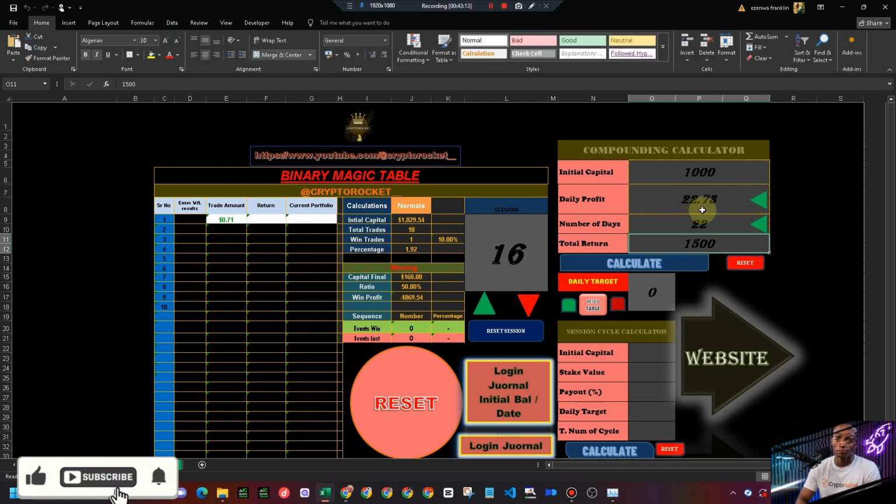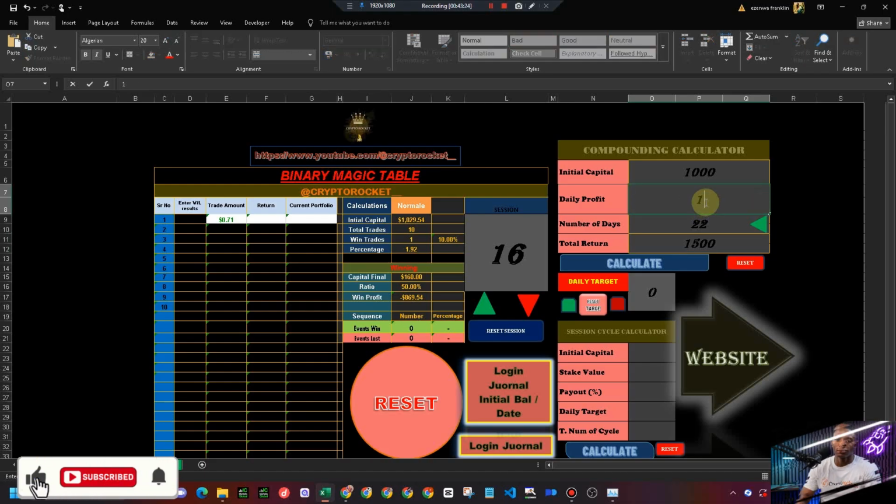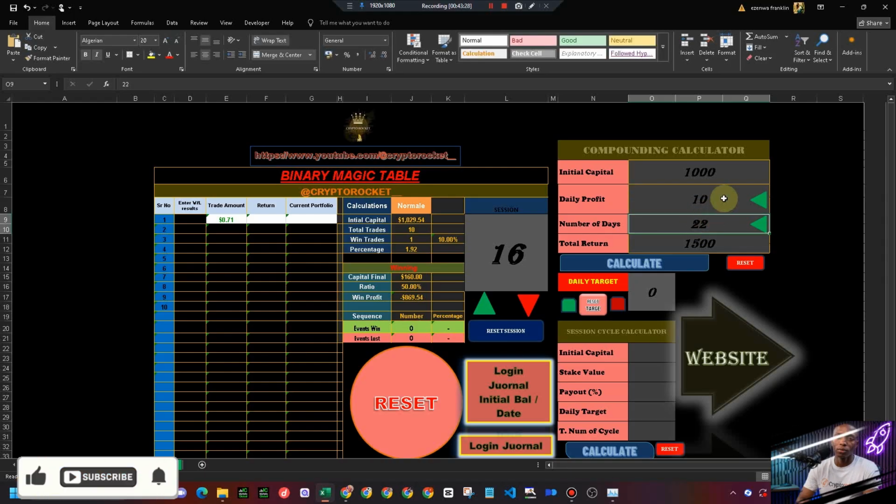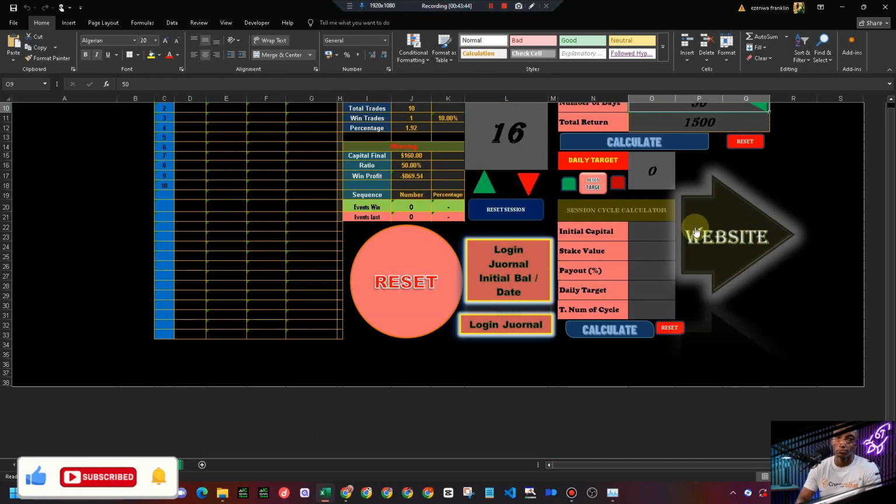I will have 22.73. That means at least I should be having $23 in it. But what if I still have $10 as my initial for my daily profit? Then I want to calculate how many days it will take me to reach this particular one. So if I calculate it, it will give me 50 days to get to 1,500 in accumulation.